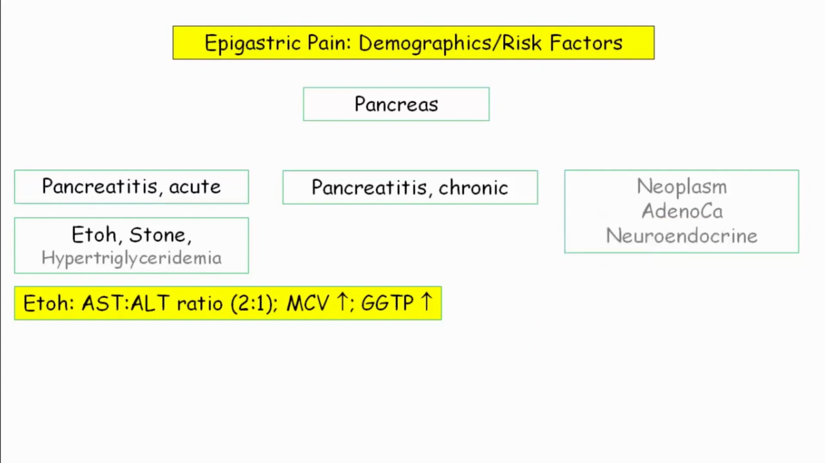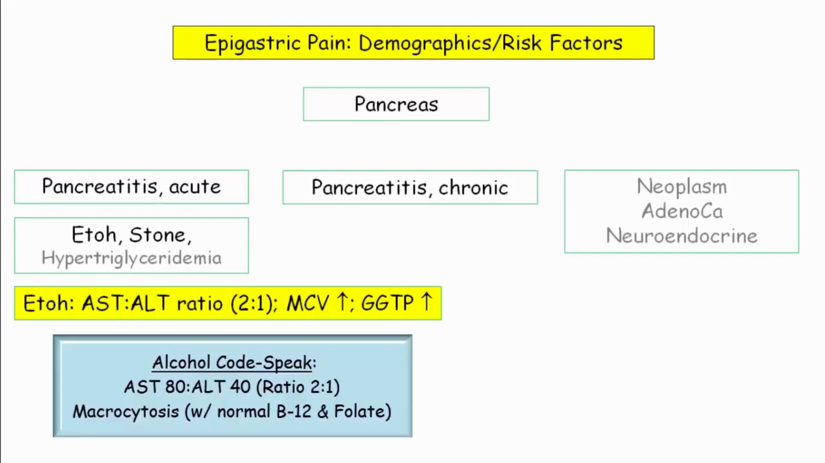The major sneaky language they use is simply listing hepatic transaminases in a ratio of 2:1. If they tell you a patient presents with belly pain and then list an AST of 80 while the ALT is 40, that is a 2-to-1 ratio. They're telling you the patient is a habitual user of alcohol.